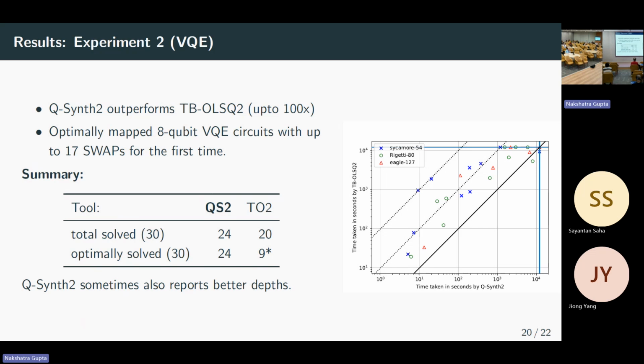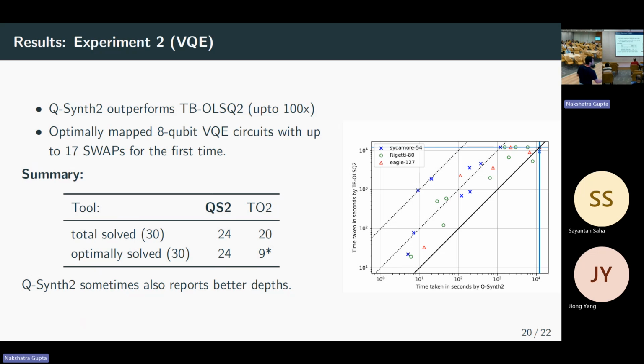And for the second experiments, we have similar results. In a similar plot, we can see that we also outperform TBLSQ2 again, sometimes up to 100 times. And for the first time, we optimally mapped 8 qubit VQE circuits. One of the instances needed 17 swaps, 17 optimal number of swaps. So it performs quite well.